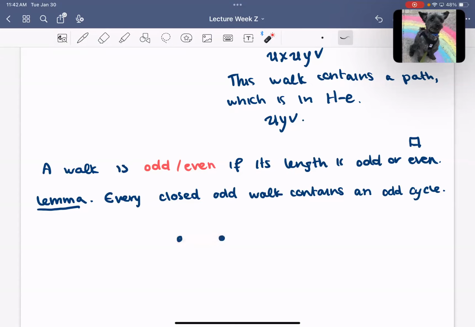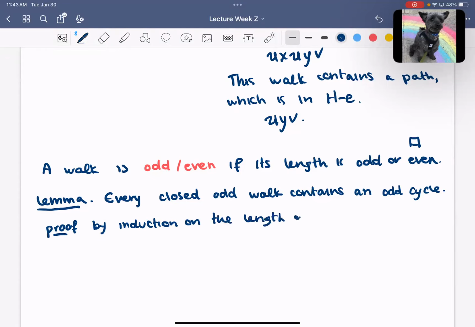So this is just to illustrate the fact that this lemma is actually saying something, it has content. Does that make sense? So the same statement does not hold for even walks. Okay, so let's prove this, and we're going to prove it again by induction on the length of the walk. And we'll call that length L.